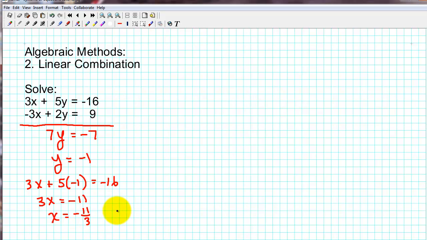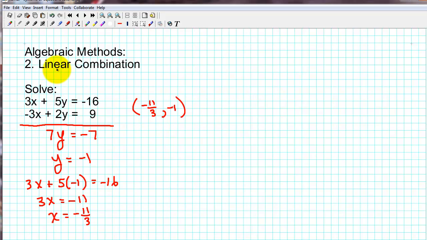So we can see here that the answer was a fraction. If we had tried doing this with the substitution method, we would have had a number of fractions to deal with. So our solution is negative 11 thirds, comma, negative 1. And again, we could verify that by putting this back into each equation and showing that it solves it. The key focus is to get opposites, either 3 and negative 3 here, or we could have tried to get opposites here. We want one of the letters to disappear. In this case, it was too easy because the original equations had opposites.